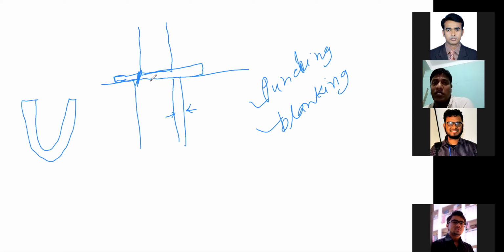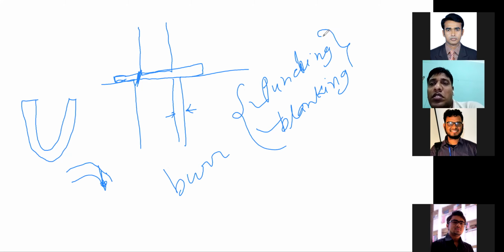And if the clearance is too small, then you will need an excessive amount of force. Okay, and there will be compression. It will cut it. It will produce burr, like the edges will be sharp like this. Actually, this is called burr. Edges will be like this, and it will require too much force if the clearance is too small. So that is the significance of the clearance in case of blanking and punching.